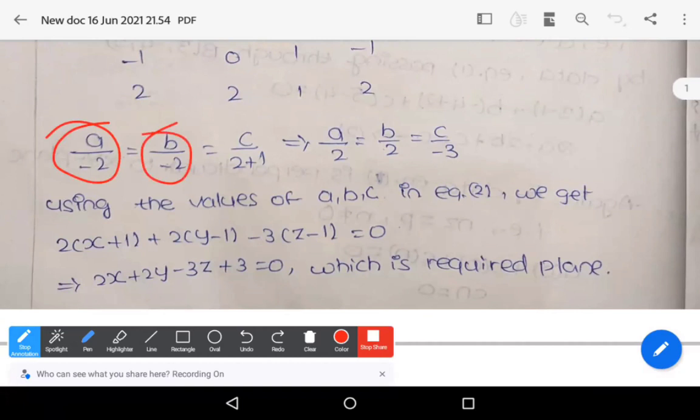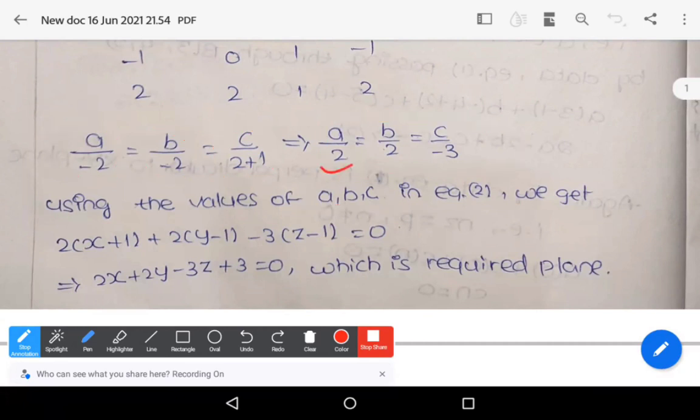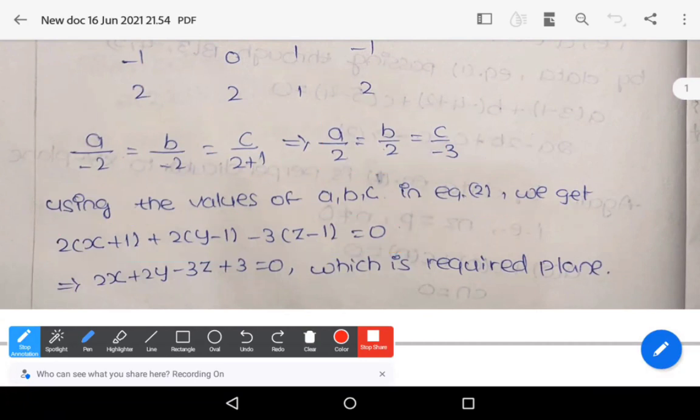A by -2, B by -2, C by 3. So we get A by 2, B by 2, and C by minus 3. Using the values of A, B, and C in equation number 2, we get this result: 2 into x minus 1 plus 2 into y minus 1 minus 3 into z minus 1 is equal to 0. Simplify, you get this answer: 2x plus 2y minus 3z plus 3 is equal to 0, which is the required plane.